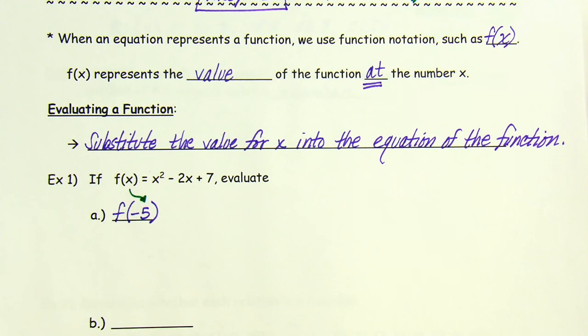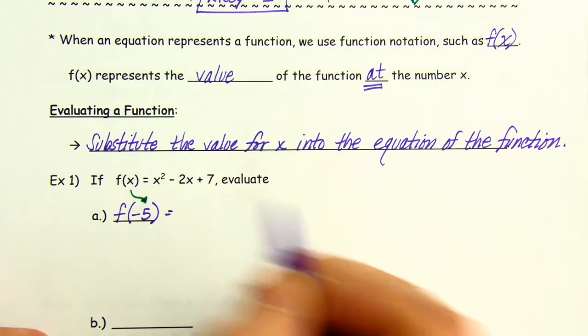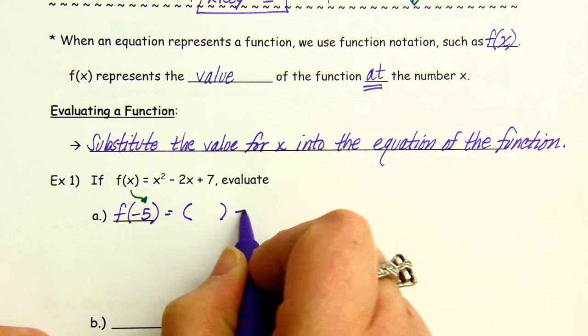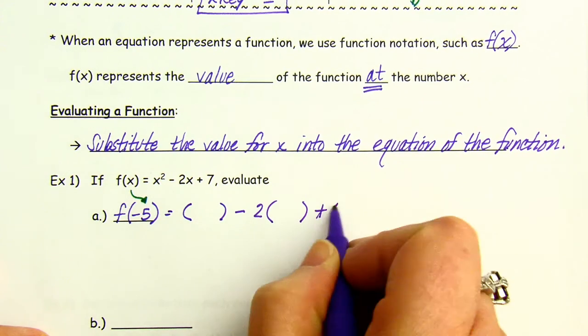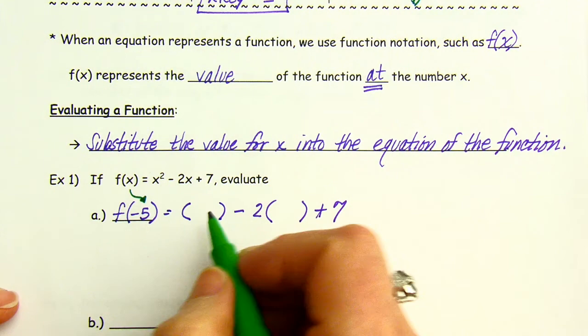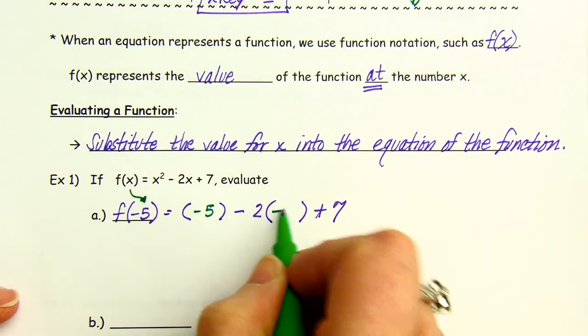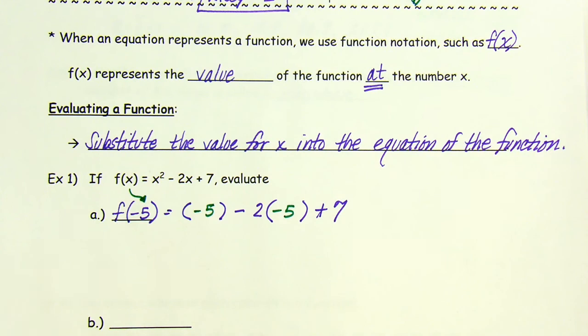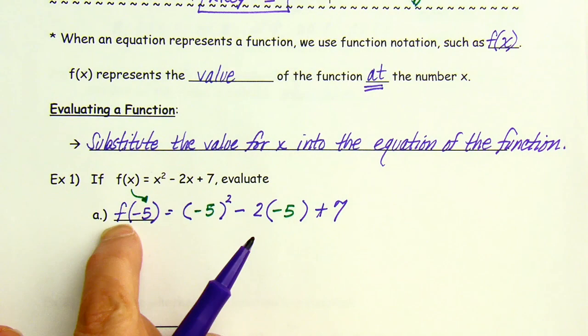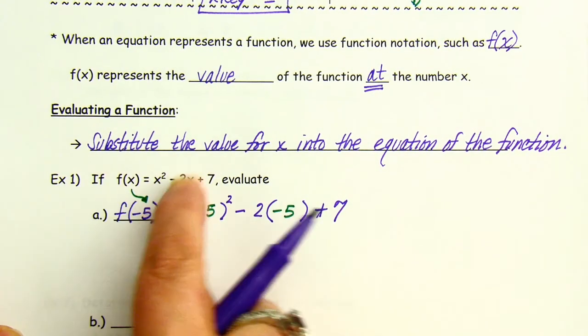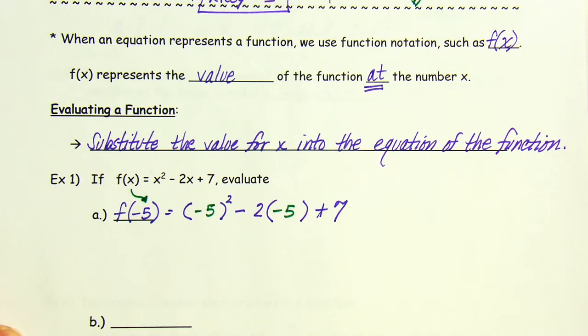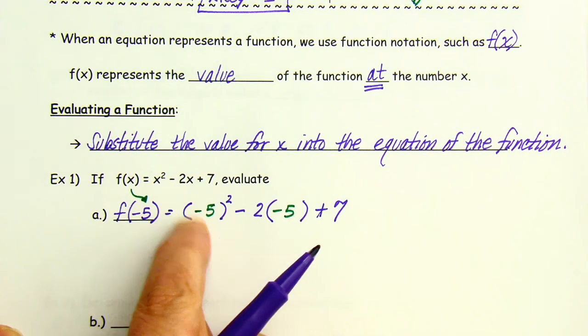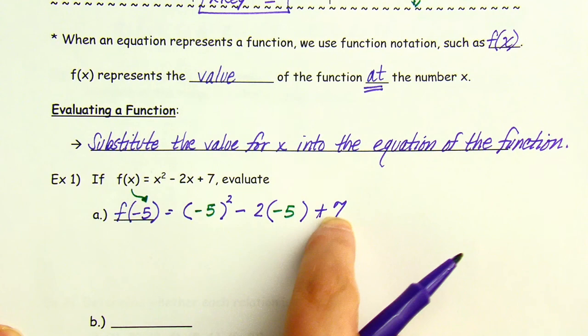So if I want to know the value of the function f of x equals x squared minus 2x plus 7 when x is -5, then everywhere I have an x, I leave a parenthesis and I substitute a -5 in its place. And look, I forgot the squaring. There we go. All right. So f of x equaling x squared subtract 2x plus 7 becomes f of -5 equals -5 squared subtract 2 times -5 plus 7.